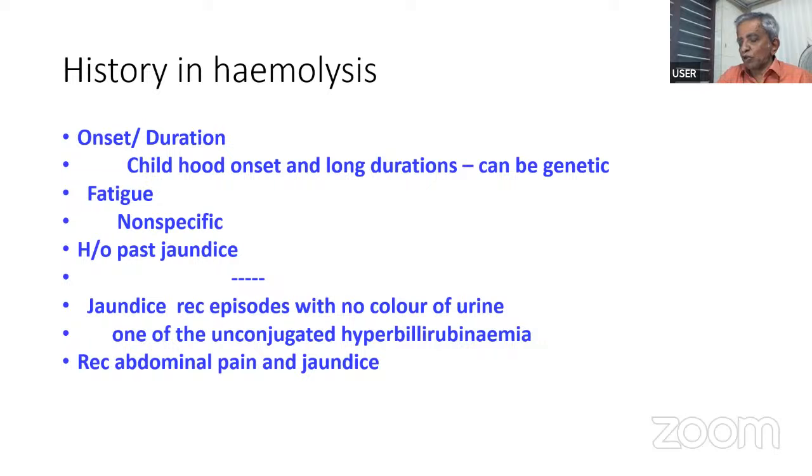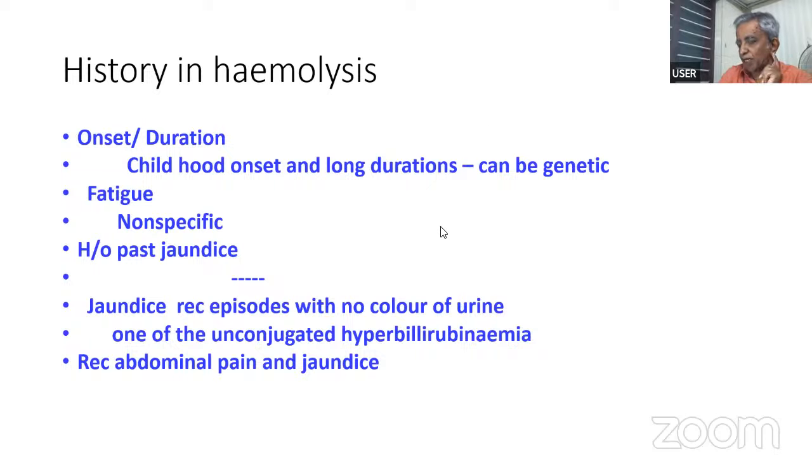And there can be recurrent abdominal pain and jaundice. Can you think of some conditions? Recurrent abdominal pain with jaundice? Somebody comes with a recurrent abdominal pain and jaundice. Yes, very good. One is sickle cell. Other condition you should think of in an elderly man, abdominal pain, jaundice, hemolysis: one condition called paroxysmal nocturnal hemoglobinuria. Paroxysmal nocturnal hemoglobinuria, a diagnosis which is often missed.